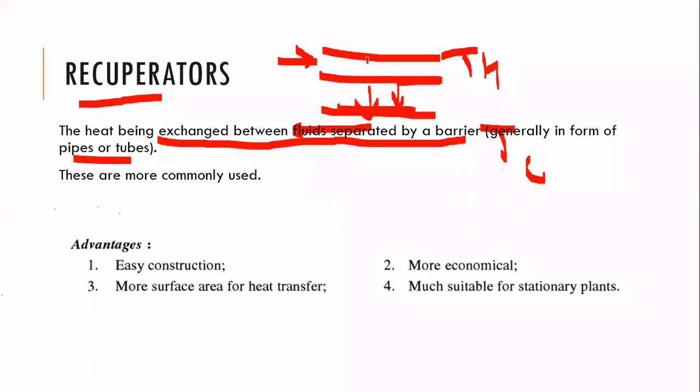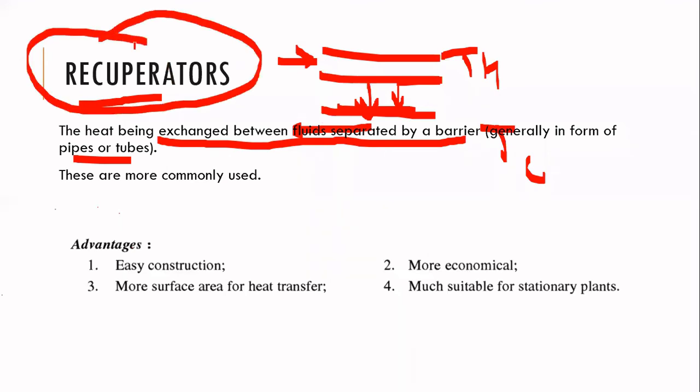In recuperator, we have two different fluids. The fluids are not mixed. They don't have any direct contact with each other. They are flowing in different pipes, or we can say that these are separated by a barrier, and heat exchange between the fluids takes place directly. So such a type of heat exchanger will be called as recuperator.